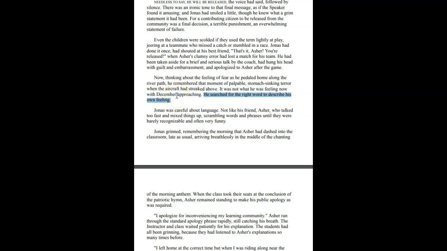So at this point, again, there's another flashback, while he's thinking in the flashback of this plane, of when he got in trouble for saying to his friend, "That's it, Asher, you're released." And he apologized, but he was really embarrassed. But it's showing us the gravity of what's going to happen to this pilot. So, you know, they're like exiled or released out of the community or something. We don't know.